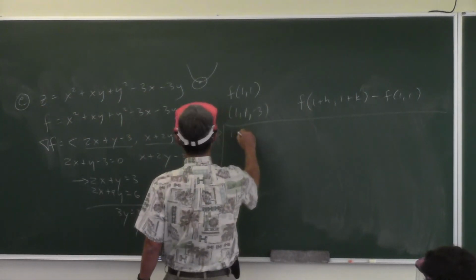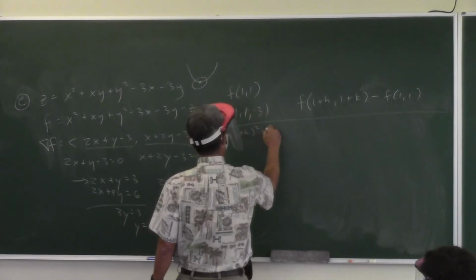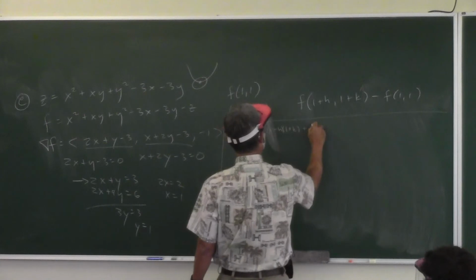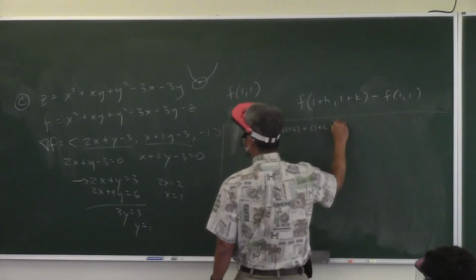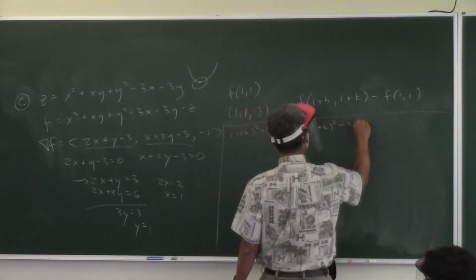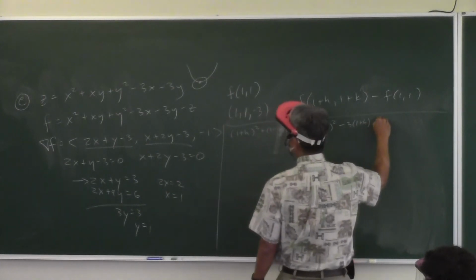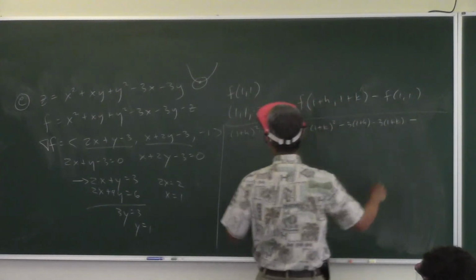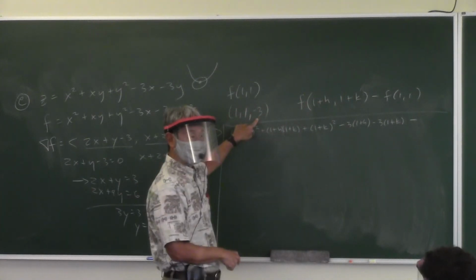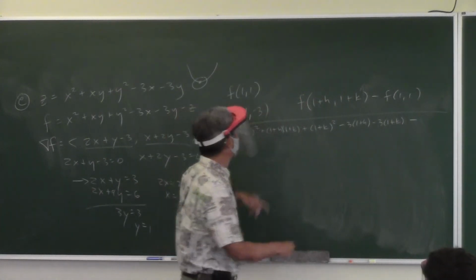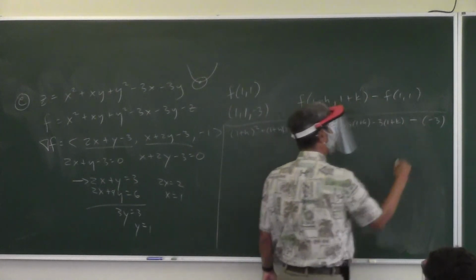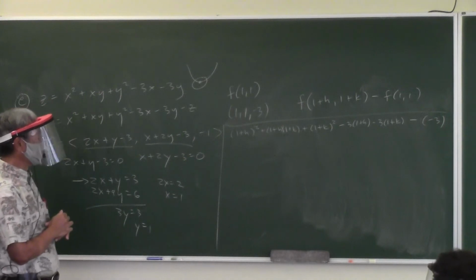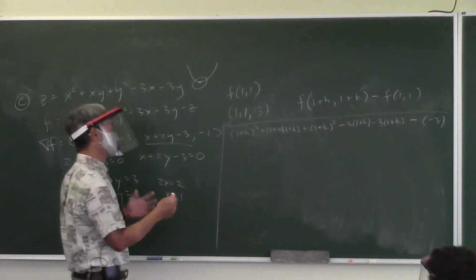(1 plus h) squared plus (1 plus h) times (1 plus k) plus (1 plus k) squared minus 3 times (1 plus h) minus 3 times (1 plus k) minus f of 1, 1, but didn't we already compute that to be negative 3? Plus... Okay, now simplify this. So what we need to do is multiply it out, but come on, it's just algebra.